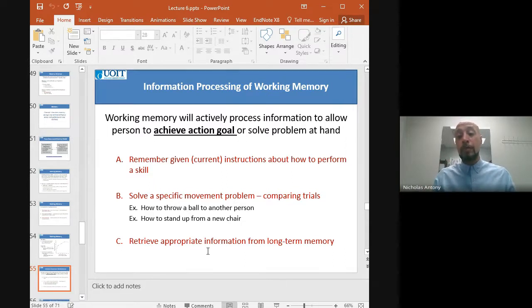And then the working memory is allowing us to take memories from our long-term memory and use those memories to affect or consider our real-time situation.